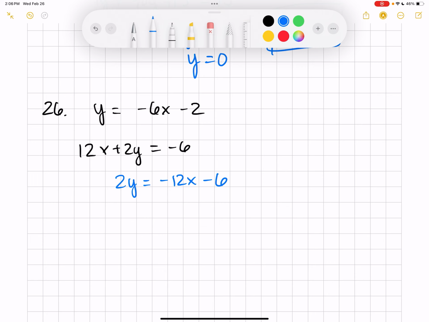Is it no solution? That's what I got. So what do I still need to do to finish this? Divide by 2. So y equals negative 6x minus 3. So what does that mean? No solution. Why? Because they have the same slope, and they have different y-intercepts. So that means that they are parallel lines, meaning no solution.